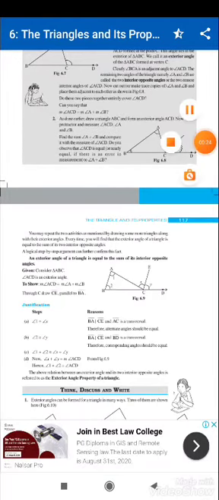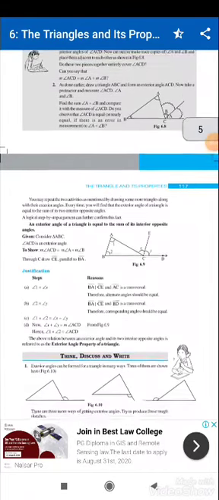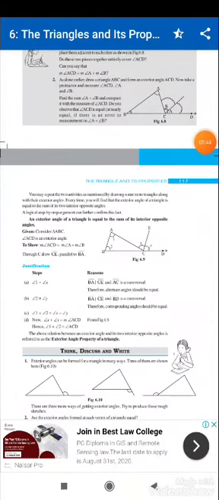So students, the exterior angle property of a triangle states that an exterior angle of a triangle is equal to the sum of its interior opposite angles. Now we are going to verify this statement with the help of an activity.